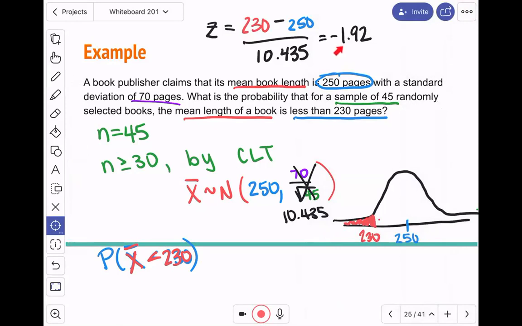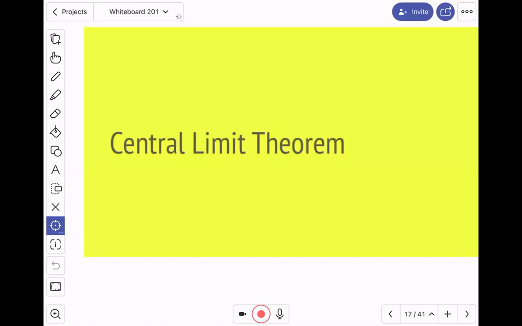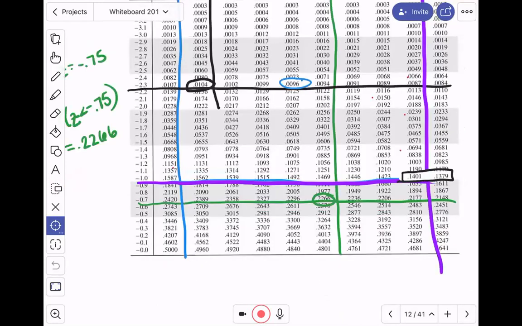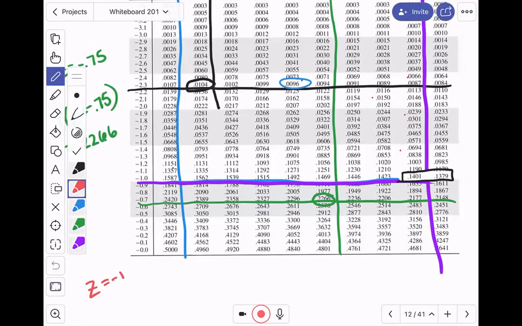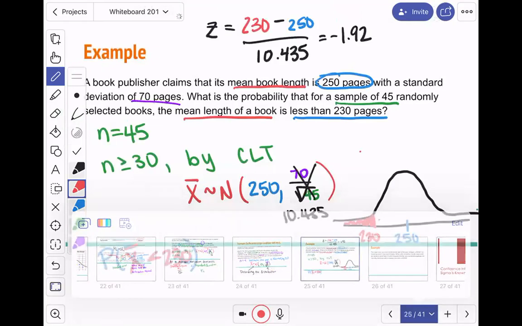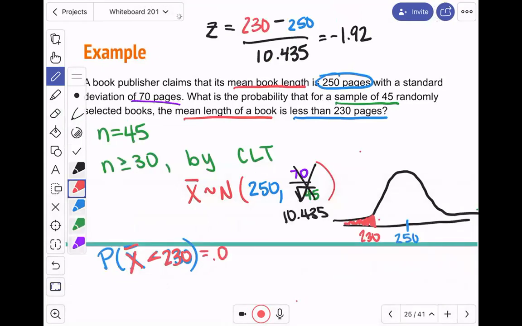Do we remember how to calculate this negative 1.92? We go to our chart. What side does the chart read, left or right? Left. It only reads the left. Good thing we're calculating on the left right now. So I'm going to find z equal to negative 1.92. Negative 1.9 is here, and 0.02 is right here. It's about 0.0274. So the probability of finding a mean book length of less than 230 is about 0.0274.